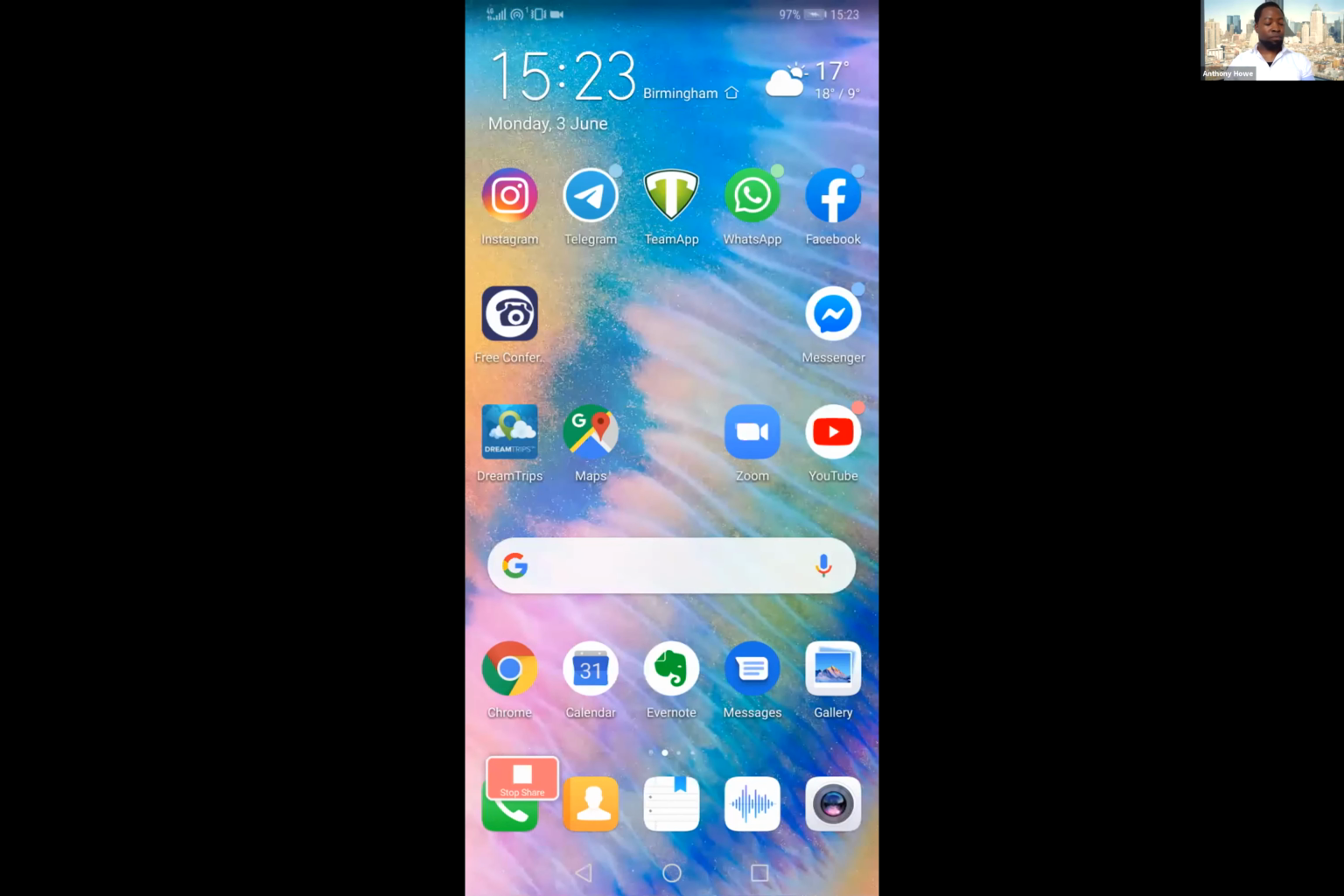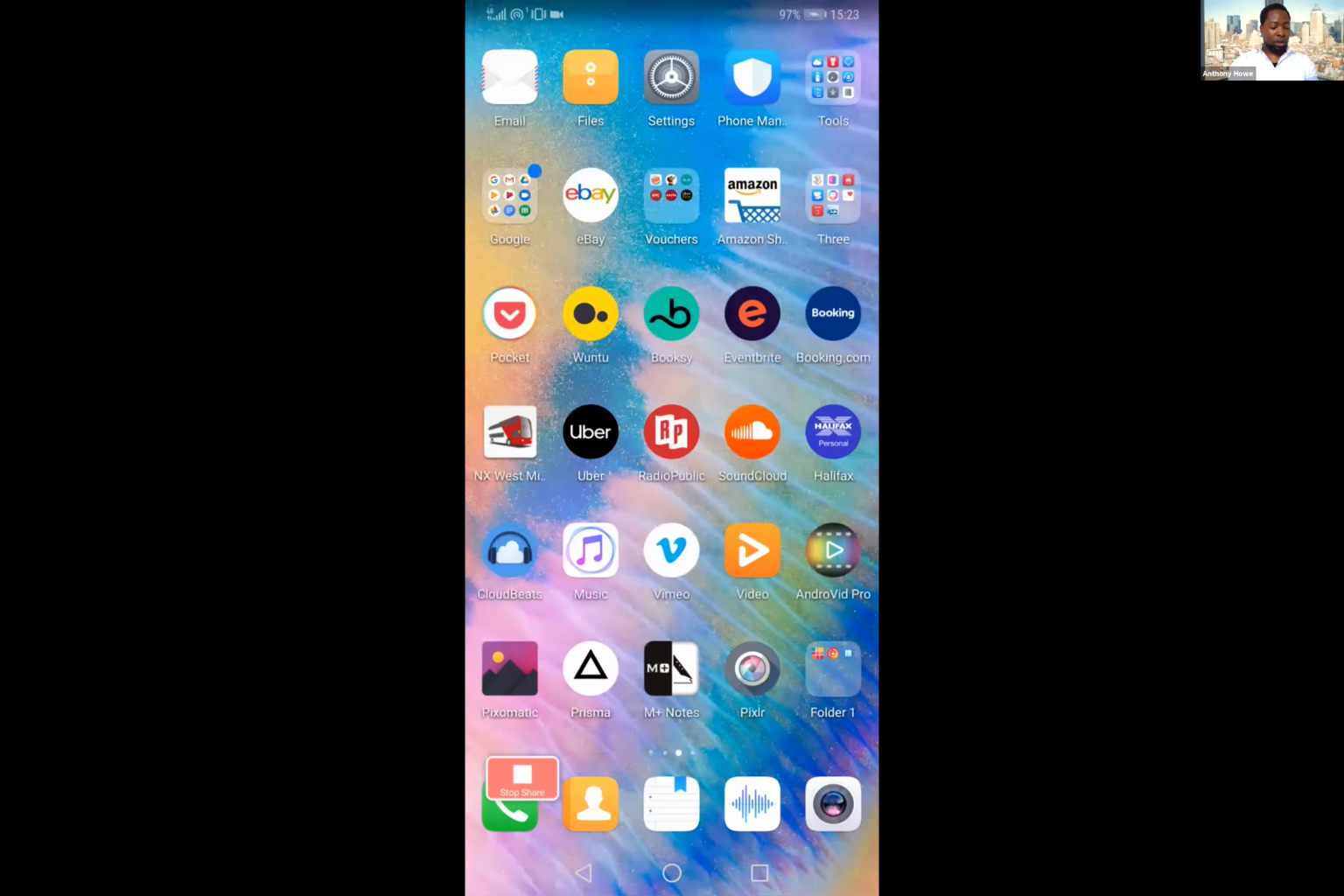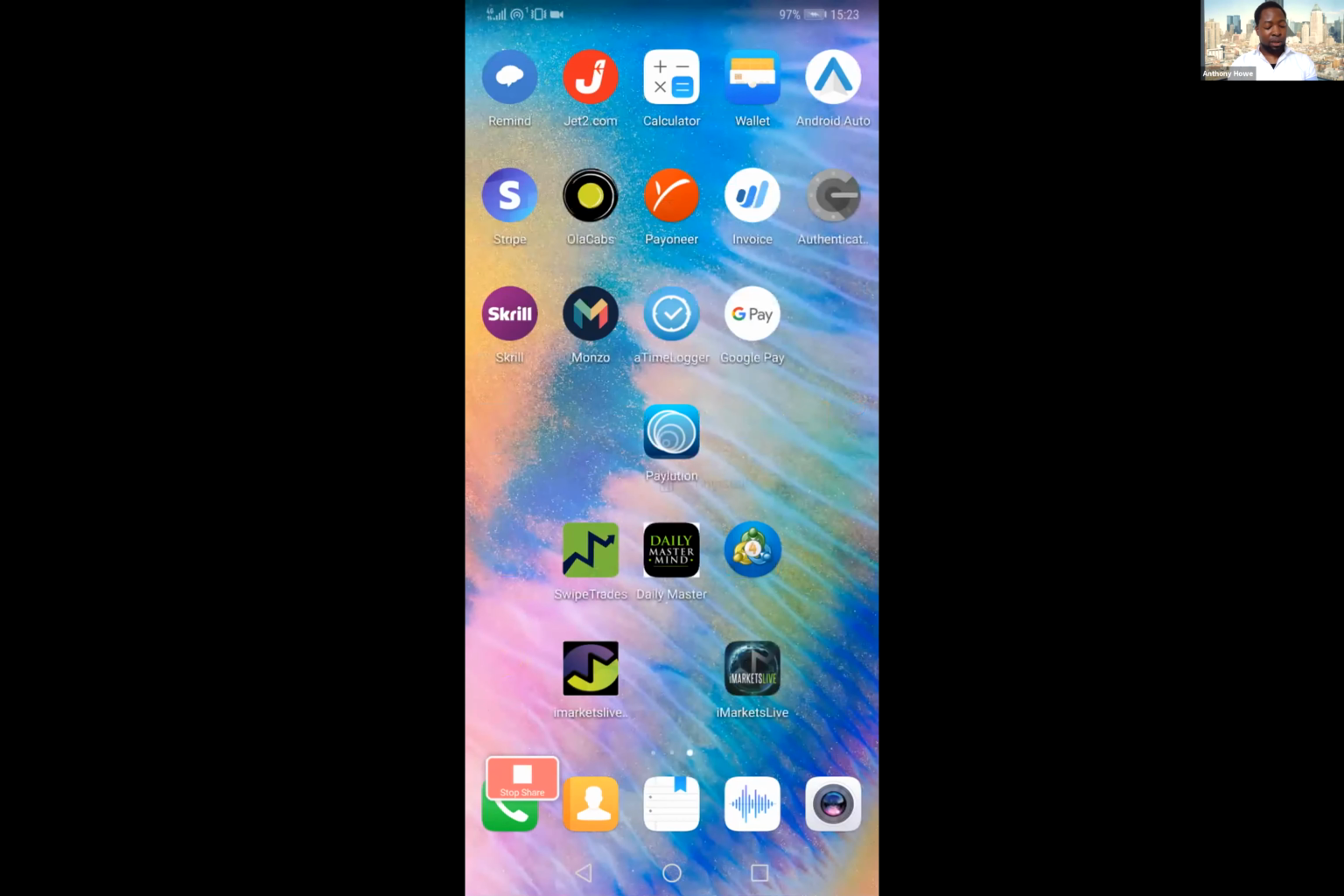There we go. So here's my phone screen. I'm going to go to the MetaTrader 4 app. This is the MetaTrader 4 app right here. Oh my gosh, I don't want to uninstall this. But that's the MetaTrader 4 app that I'm moving around right there. So make sure you've got that, MetaTrader 4.